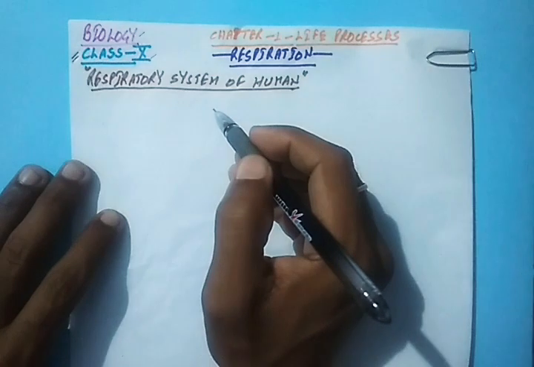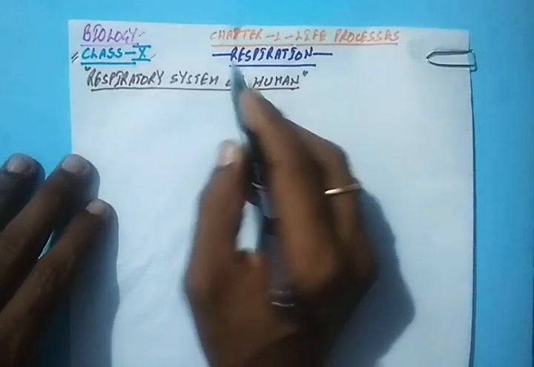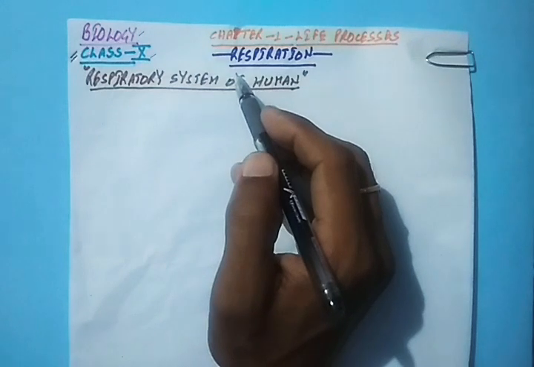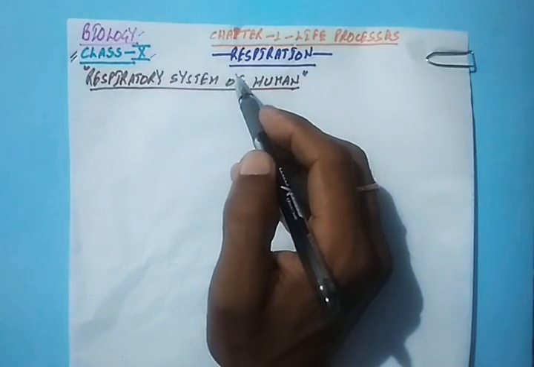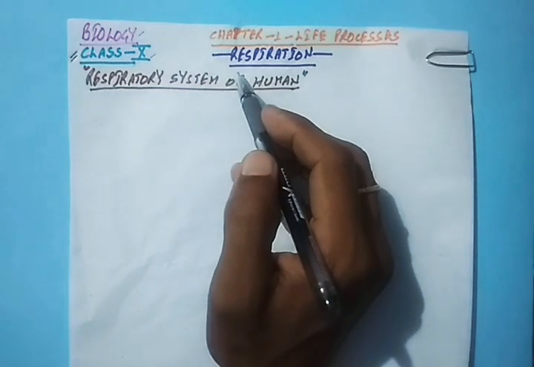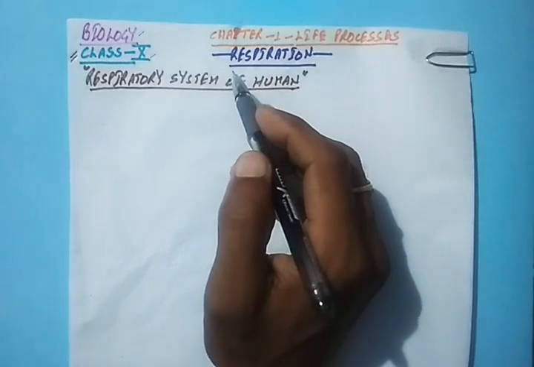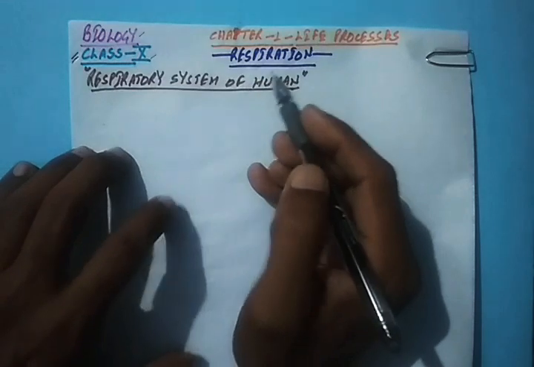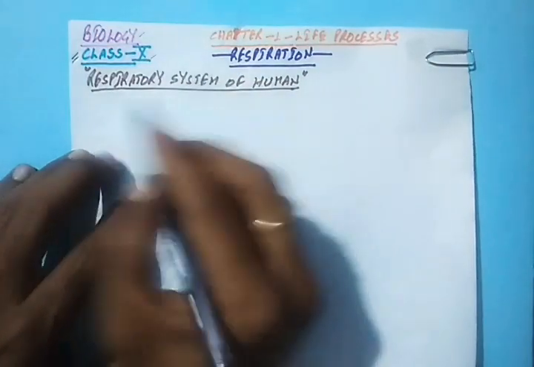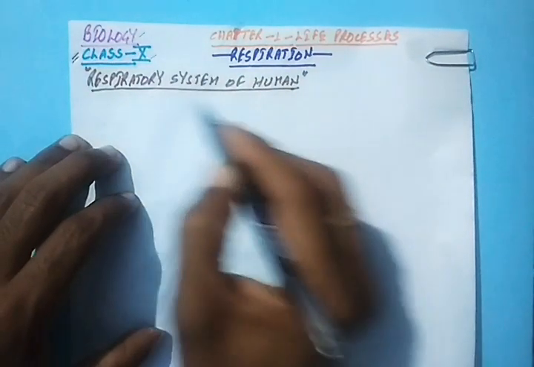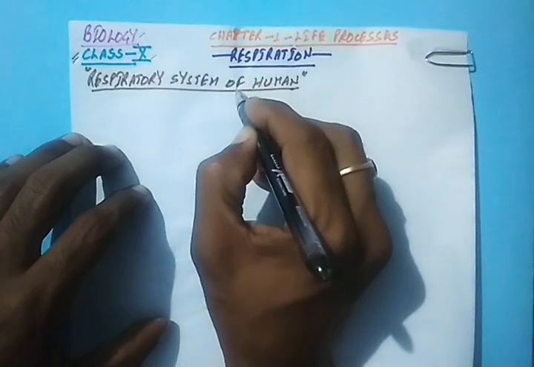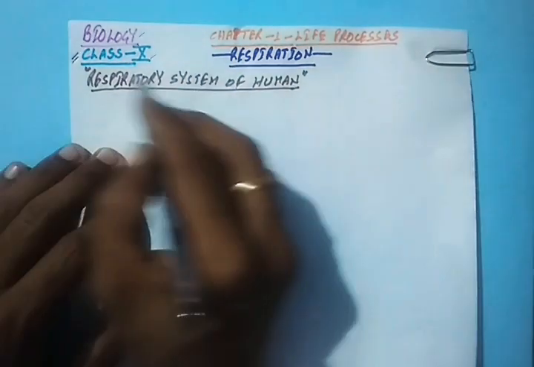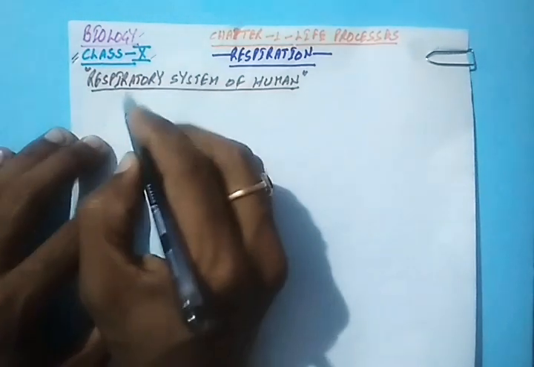In our previous video, we studied the topic respiration in different organisms, and we also studied the types of respiration. And now in this video we will study the respiratory system of humans. In the respiratory system, a specialized organ is present for providing a large surface area for diffusion of gases.